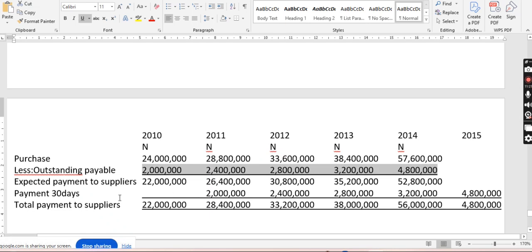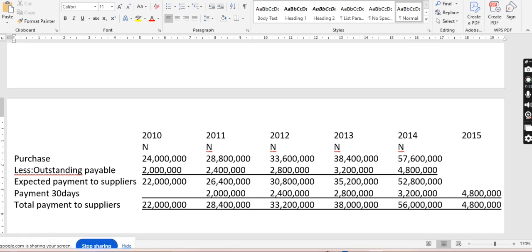Then you need to make the payment according to the question, in the month following. This 2 million will follow this, 2.4 will follow this, 2.8 will follow this, 3.2 will follow this, and 4.8 will follow this. Do you understand? Yes, sir. Thank you.